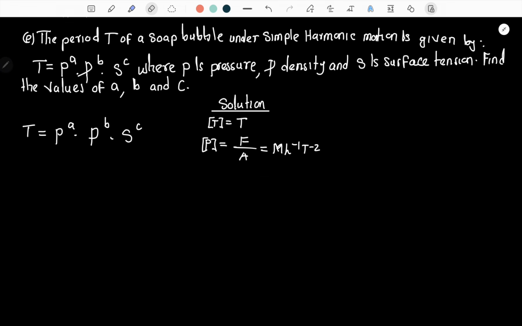Okay? We now go to the dimensions of surface tension. Surface tension is simply force over length. The dimensions of force, already mentioned, is M L T to the power negative 2, over L. This and this will cancel. So basically, you are going to remain with M T to the power negative 2. Okay? Like that. That's really very important for you to take note.